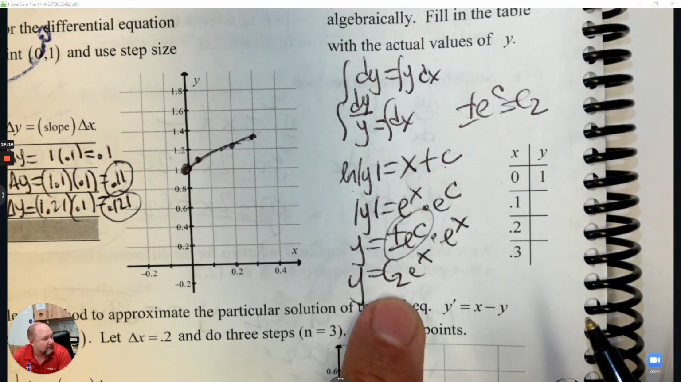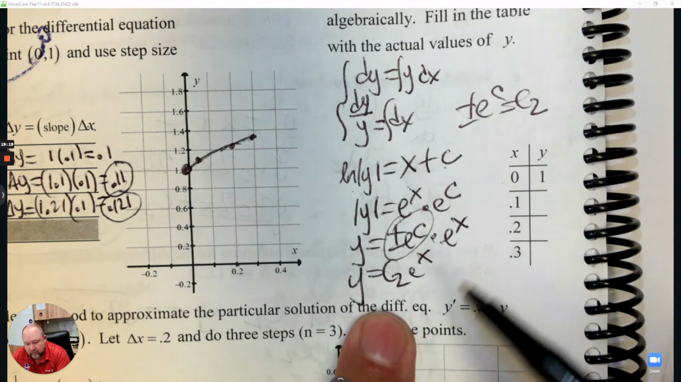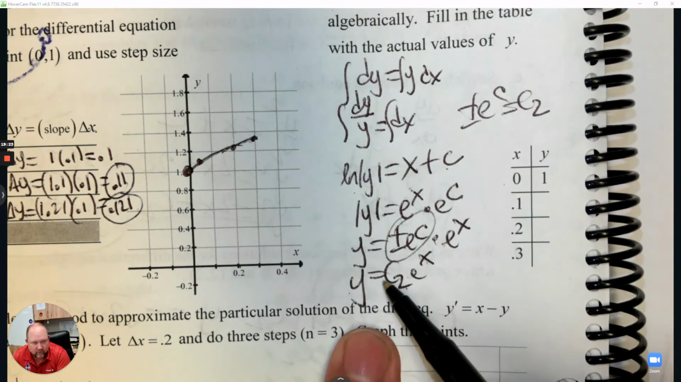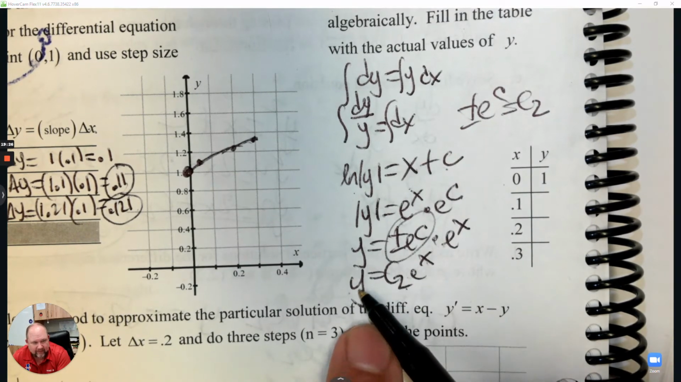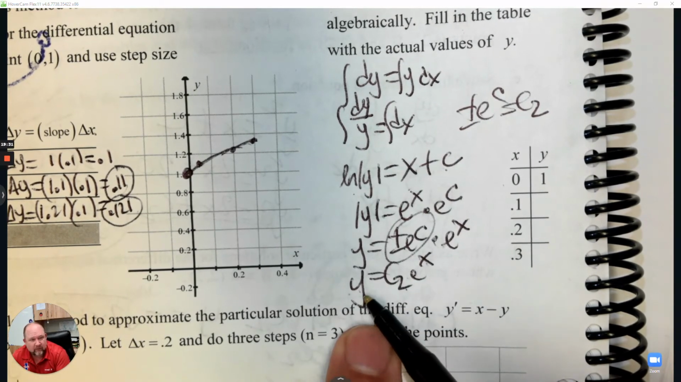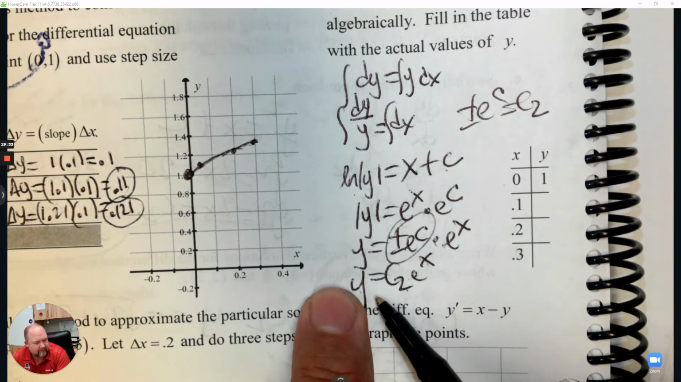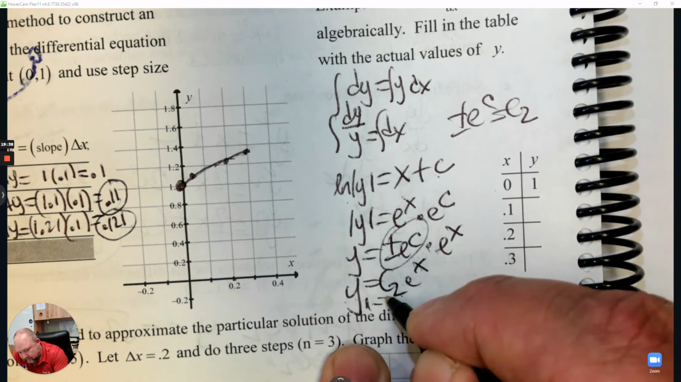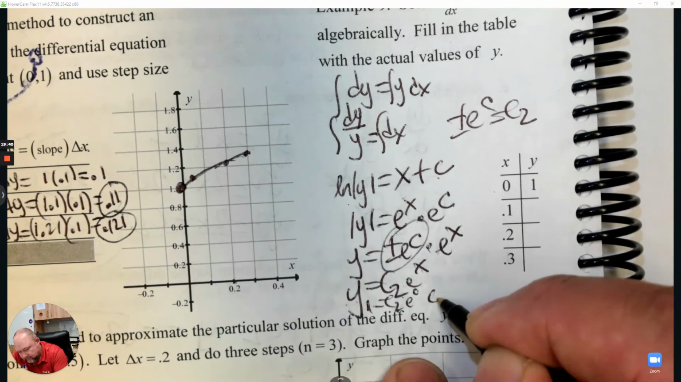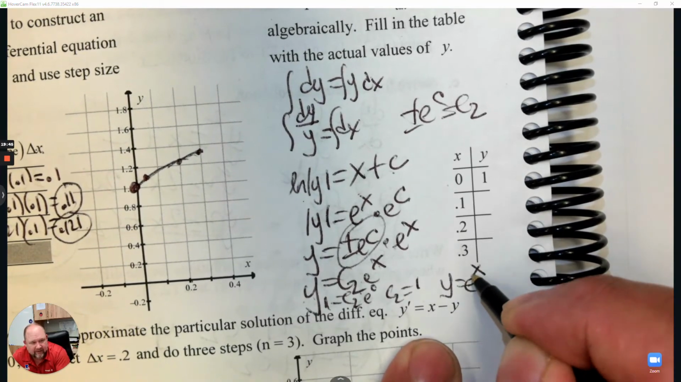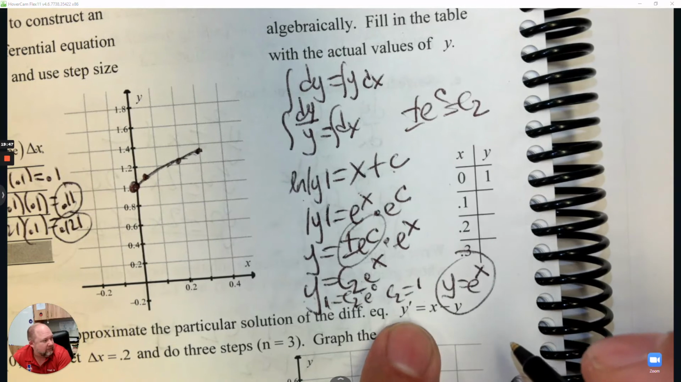And then I'm going to put in the point 0, 1. If I put in 0 for x and 1 for y, e to the 0 is 1, so c is 1. So e to the 0 is 1, and it's equal to 1. C is equal to 1 if I plug in the points. So the equation I'm looking at is y equals just e to the x. That's all I'm looking at. So this is really like concave up.